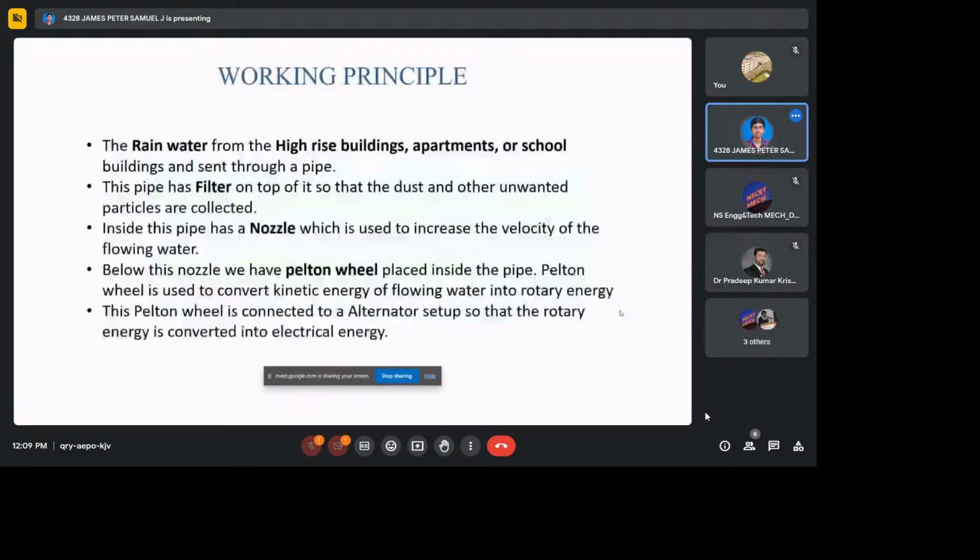Working principle. The rainwater from high-rise buildings, apartments, and school buildings is sent through a pipe. On top of the pipe, we have a filter which is used to clean the dust and unwanted particles. Inside the pipe, we have a nozzle used to increase the velocity of flowing water. Below the nozzle, we have a Pelton wheel which converts the energy of flowing water into rotary energy. This rotary energy is converted into electrical energy using an alternator setup.